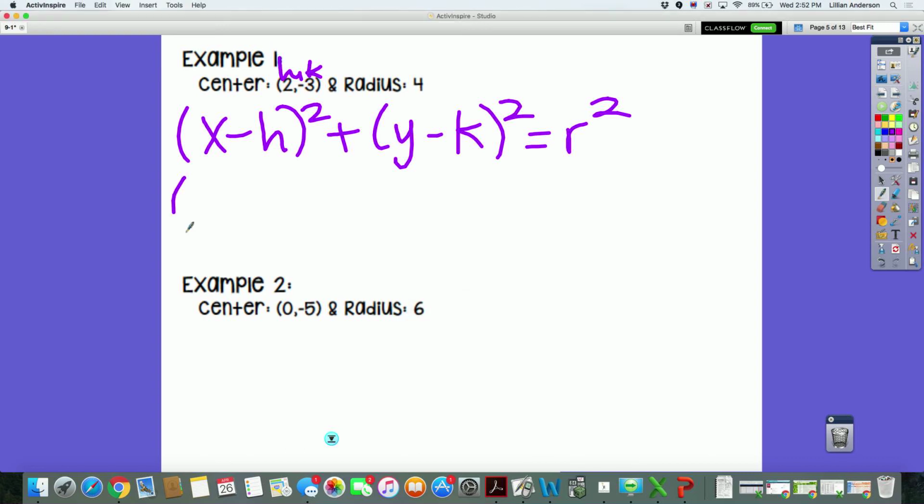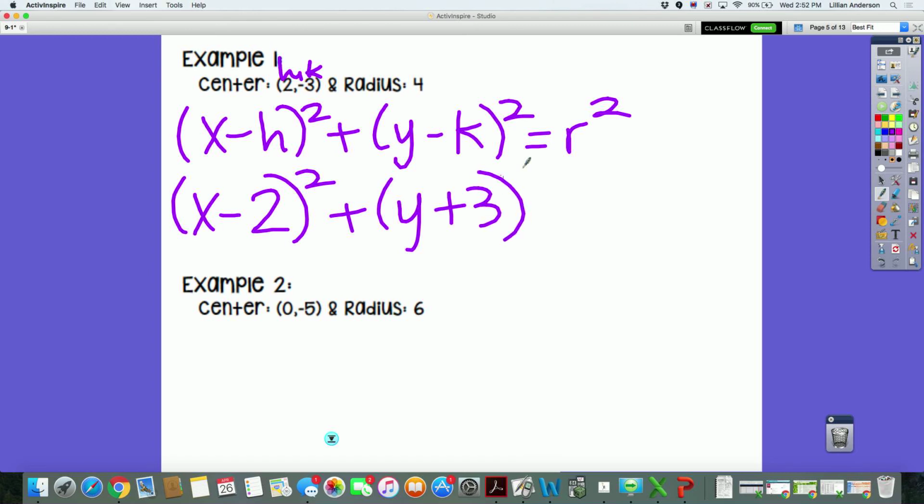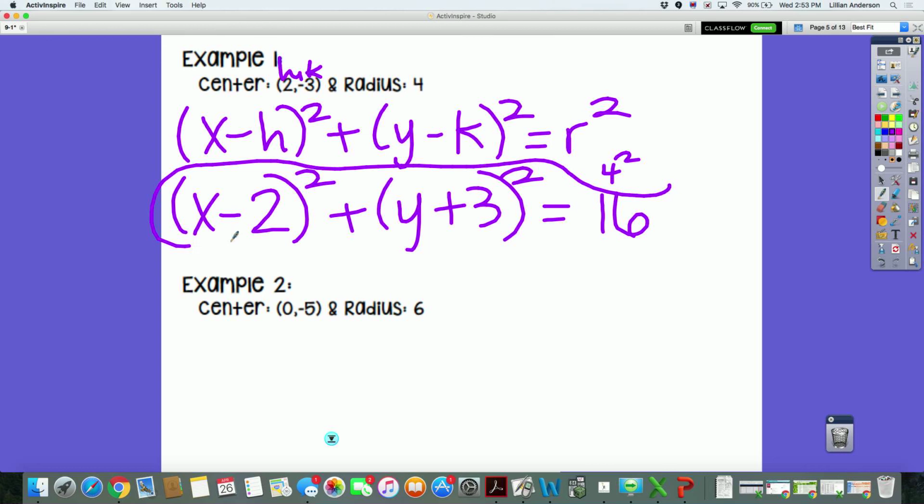So as simple as that. That's going to be (x minus 2) squared, plus y. Now check this out. In the formula it's a minus k. But if k is already negative, that's going to turn into a positive. So it's going to be a plus 3 squared equals 4 squared. What's 4 squared? 16. So this is your equation.